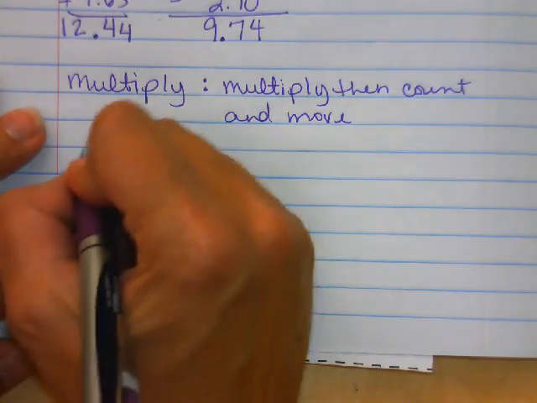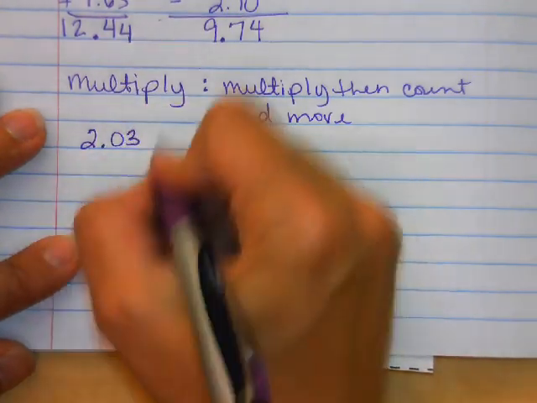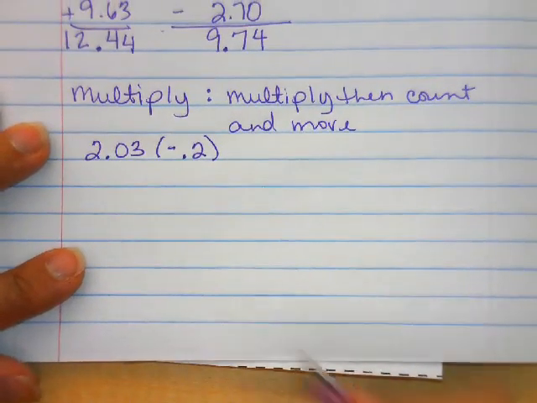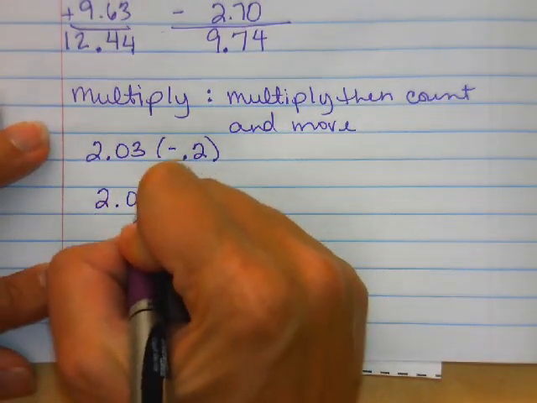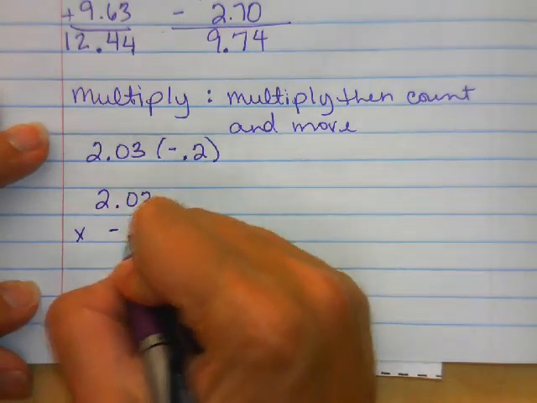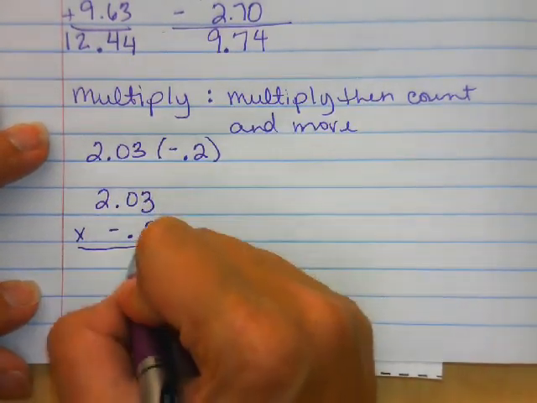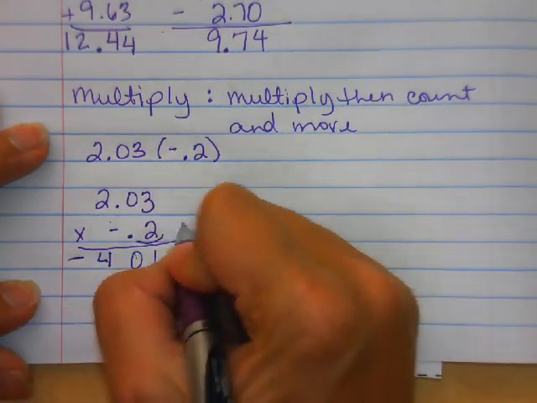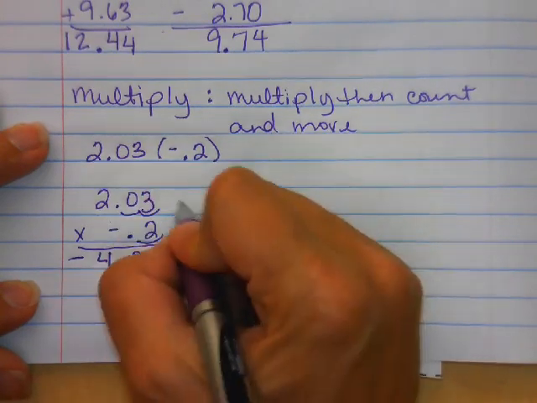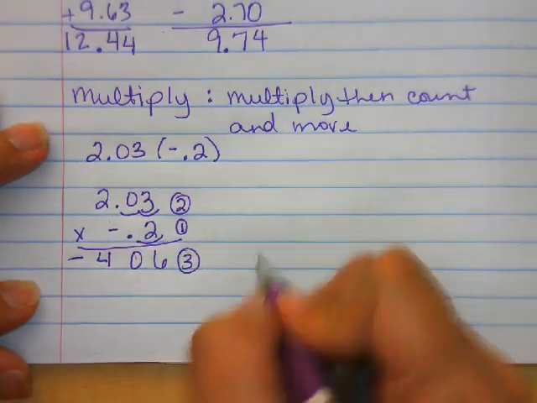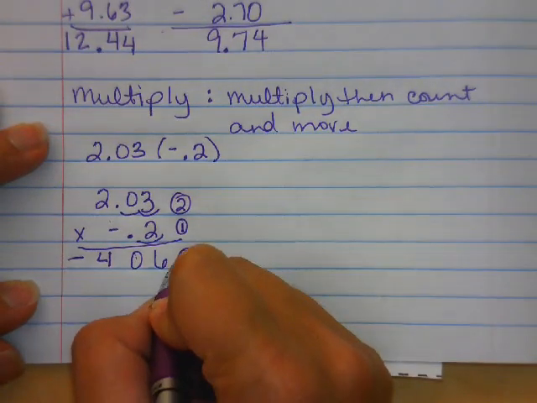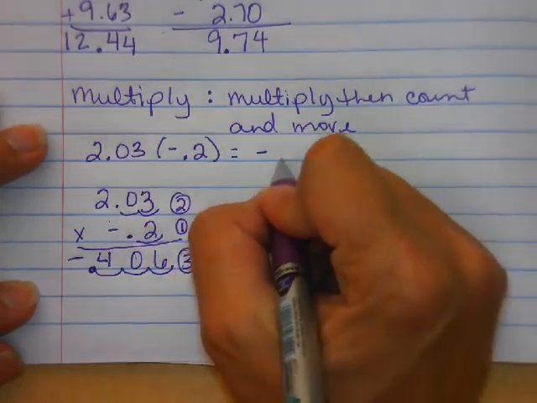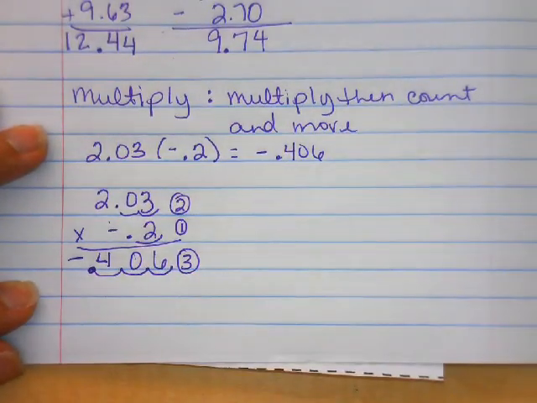If I had 2 and 300ths times a negative 2 tenths, you do not have to line up the decimals. If you recall, you simply need to multiply like there are no decimals. 604. Negative times a positive is a negative. I have 1 number behind the decimal here. I have 2 here. So that means I need to move a total of 3. And we always move from right to left. So my answer here is a negative 406 thousandths.